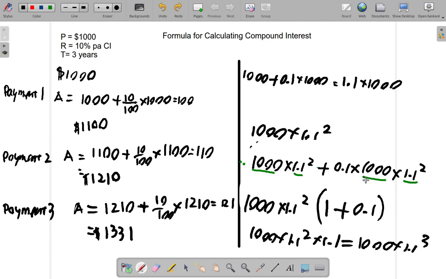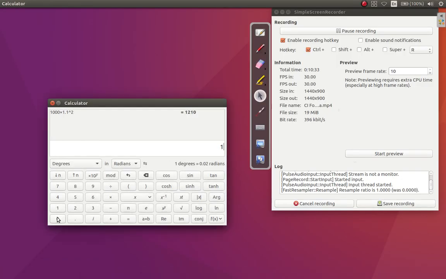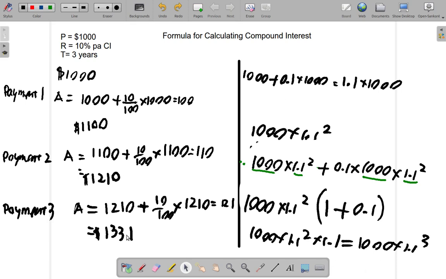Alright, 1,000 times 1.1 cube. Let's just check this. Is it the same as 1,331? 1,000 times 1.1 raised to the power of 3 equals 1331. Alright, 1331. Right, it works. Now let's see if we can come up finally with that formula.